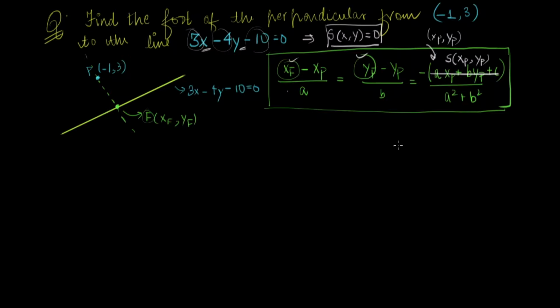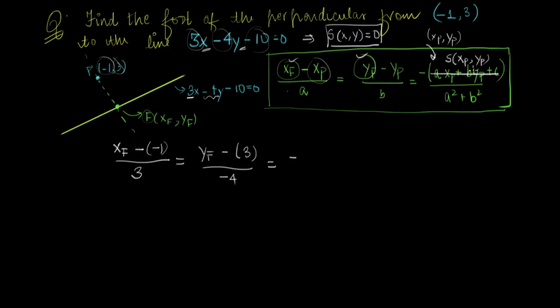So let's try to evaluate what these are, and let me write their relations now. Our variable x_f minus x_p, which is the x-coordinate of the point, -1, divided by the coefficient of x in the equation of the line, so that's 3 there, should be equal to y_f minus the y coordinate of the point P, which is 3, divided by the coefficient of y, which in this case is -4. Should be equal to negative.